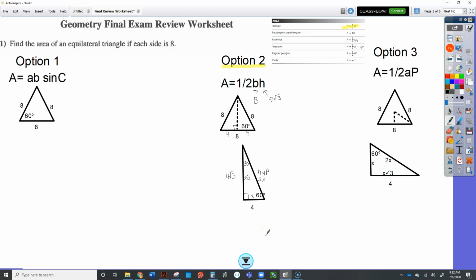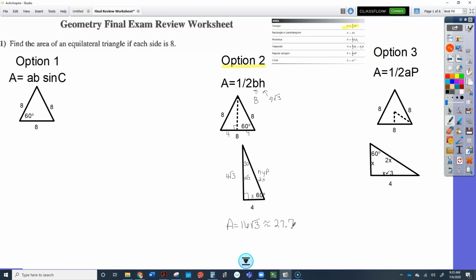And the approximate value is going to be, oh goodness, I'm on the wrong spot on my calculator. 16 square roots of 3 is approximately 27.7. Since this is not multiple choice, it does not give me units, so I know I don't have to worry about units down here, but this would be square units. But the exact value right here is 16 square roots of 3. The approximate value is 27.7 if you're rounding it to 1 decimal place.